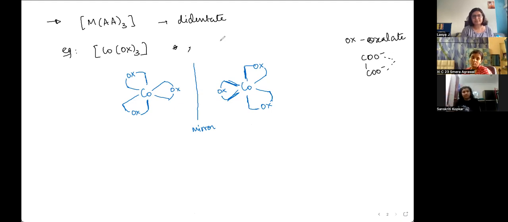Another one is the same thing, cobalt, but ethylene diamine taken thrice, EN3. Follows the same principles. Ethylene diamine also is a bidentate ligand. So the structure will essentially be the same, just that the specific atoms making up the structure will be different.